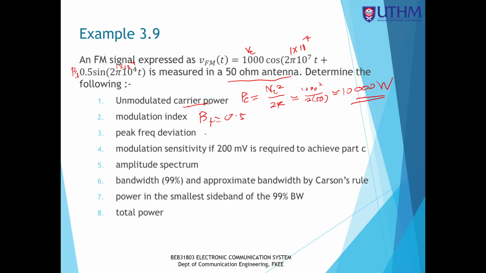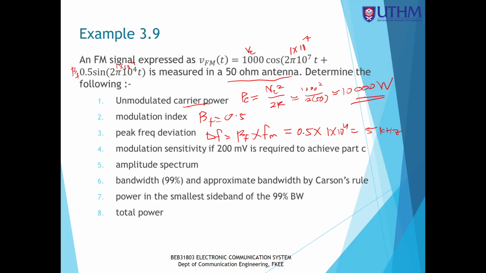Peak frequency deviation, delta F. So delta F is equal to beta F multiplied with modulating signal frequency FM. So this is equal to 0.5 multiplied with 10 to the power of 4. How much is this? 10 kilo divided by 2, so we get 5 kilohertz.